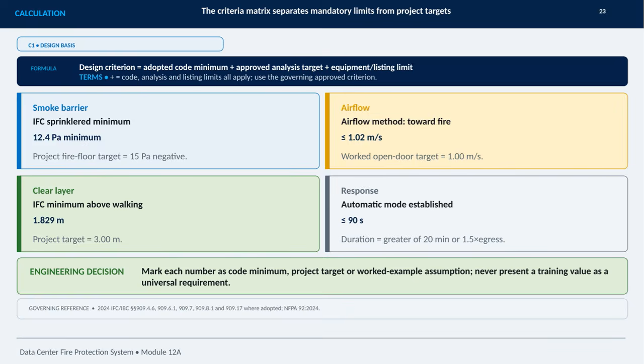The key engineering decision is to label every value correctly: code minimum, project target, or worked example assumption. A training value must never be presented as a universal requirement. The governing references are the 2024 IFC and IBC provisions, where adopted, along with NFPA 92:2024.